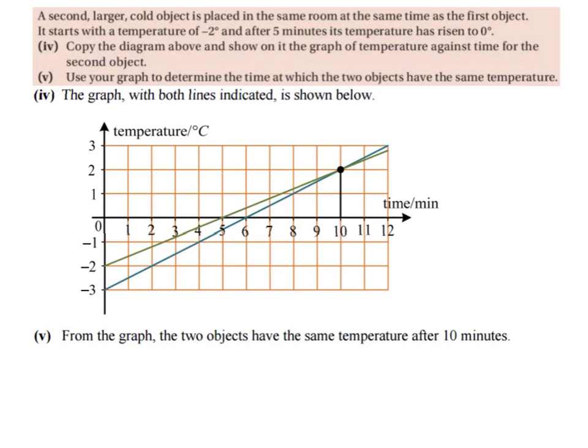So how did we draw this line? Well, we were told that the temperature starts at -2 degrees. So we know that one point on our graph is going to be 0, -2. And we were told that after 5 minutes, the temperature is 0 degrees.